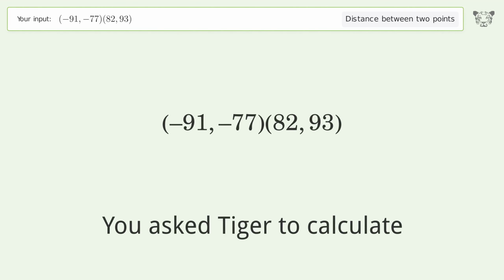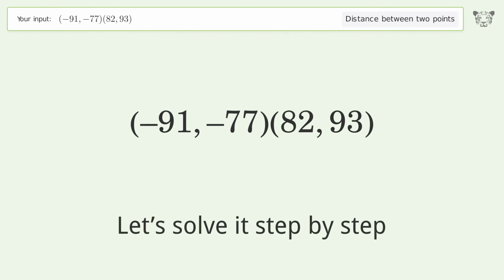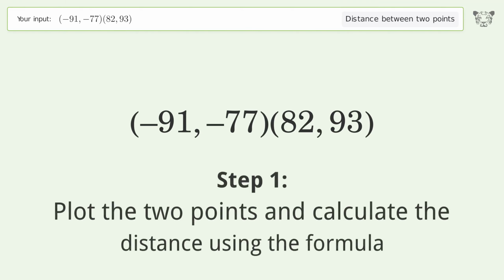You ask Tiger to calculate. This deals with the distance between 2 points. The distance between the 2 points is the square root of 58,829, or 242.547. Let's solve it step by step. Plot the 2 points and calculate the distance using the formula.